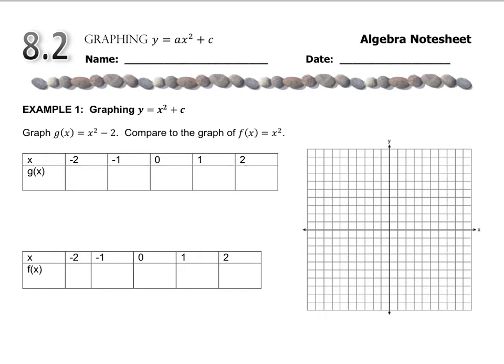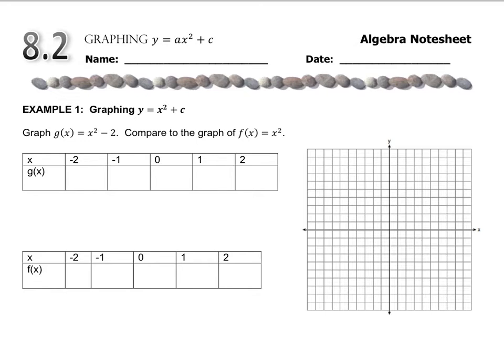I told you that as we go through this chapter, we're going to make the graphing a little more complex each time. And what we're going to do in this lesson is we're going to add a c value. So if you look up here at the title, we have y equals ax squared plus c. So we're adding a constant. So let's see what that does to the graph.